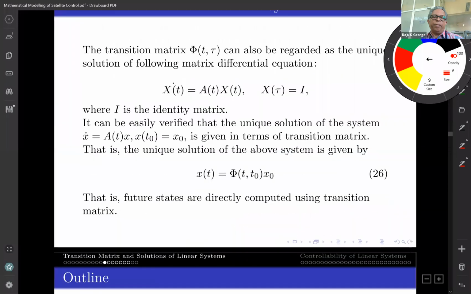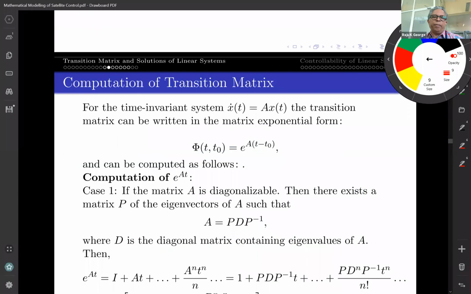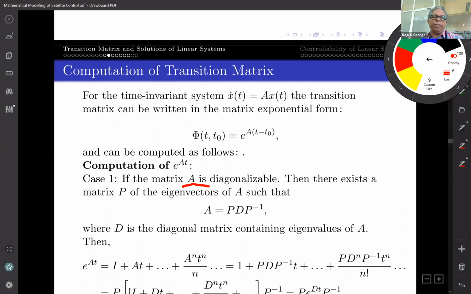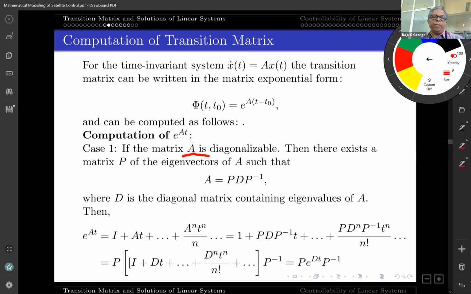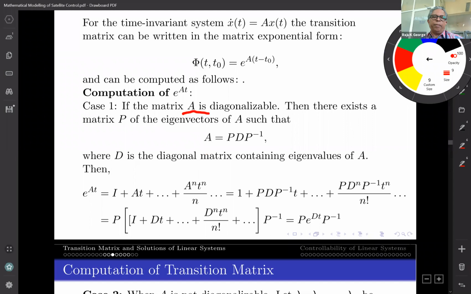There are actually so many methods for the computation of the exponential of a matrix. For example, if the matrix A is diagonalizable, then computation of the exponential of AT is easy. Then A can be written as P into D into P inverse, with the eigenvectors of A forming P and the eigenvalues being the diagonal entries of D. Then e to the power AT is given by this.